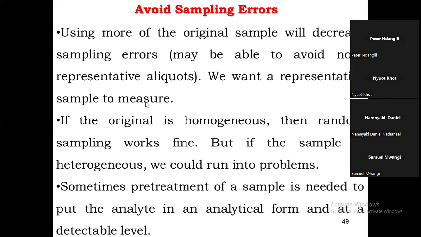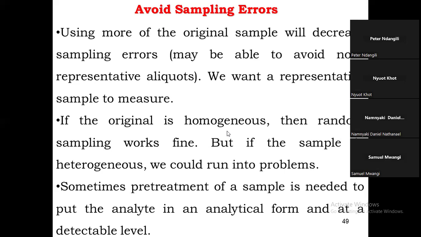Sampling errors. You need to avoid sampling errors in your analysis. You use more of the original sample to decrease the sampling errors. And this may be able to avoid non-representative aliquots. And we want a representative sample for that. If the original sample is homogeneous, remember we talked about homogeneous and heterogeneous samples, it is very easy to obtain a representative sample.